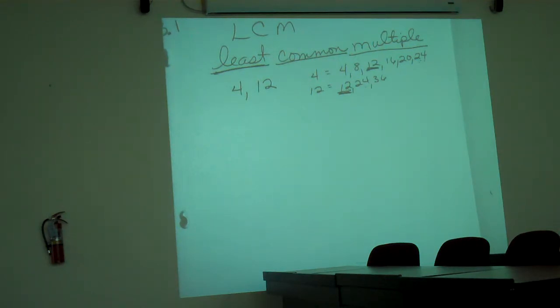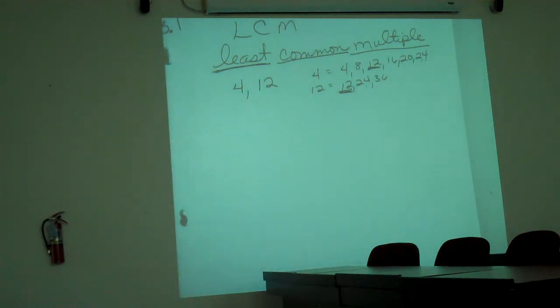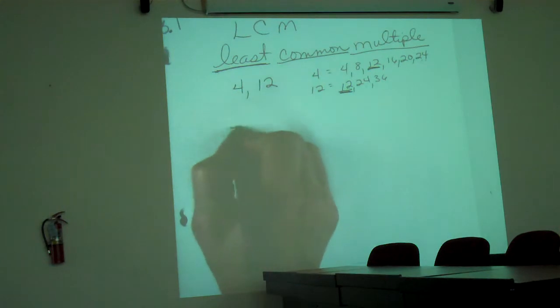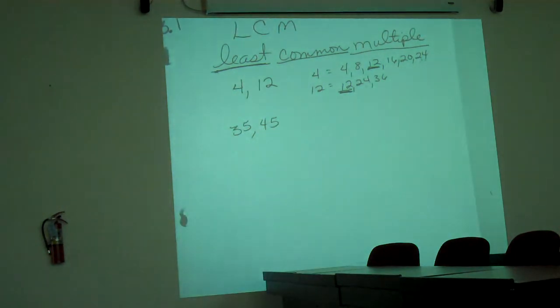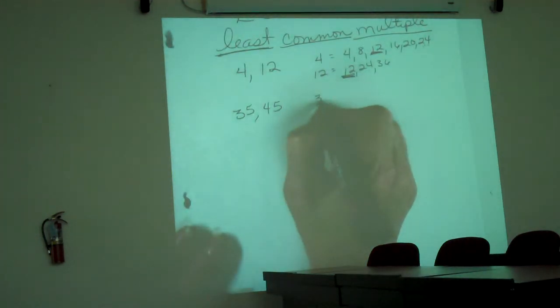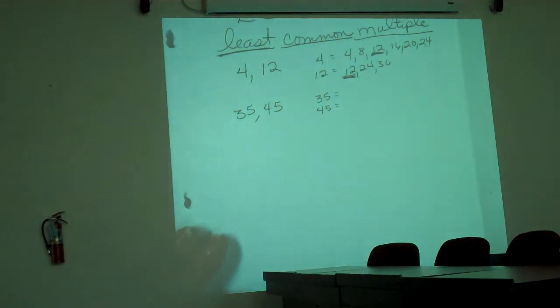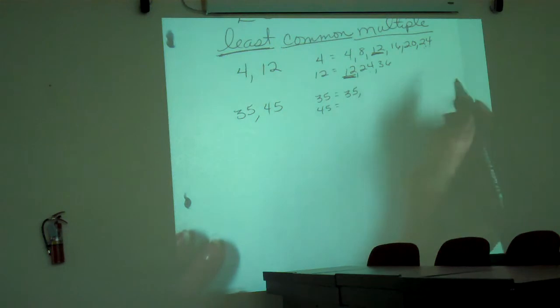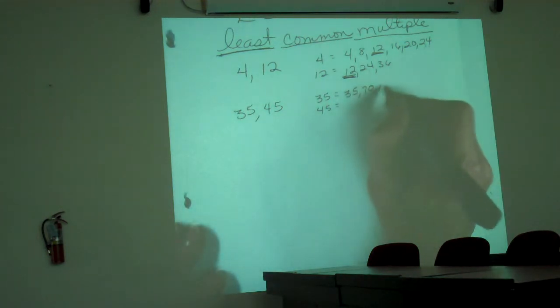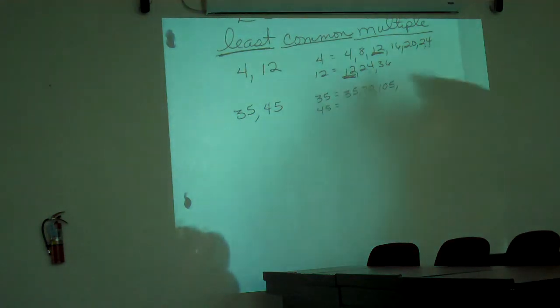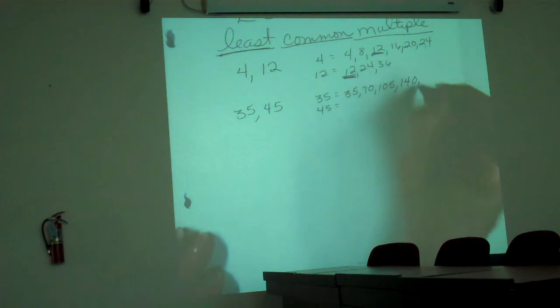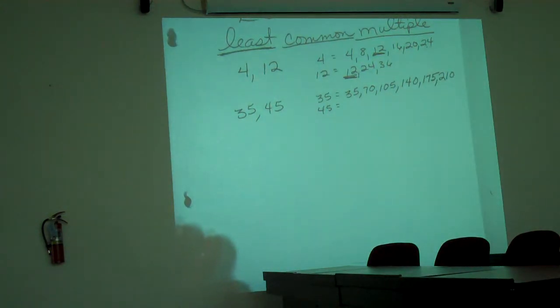Let's go ahead and do another one where you would do it like this. Let's see, like 35 and 45. Okay, 35, 45. 35 times 1, times 2 would be 70. Times 3, you would add another 35 to it, which would make 105. Add another 35 is 140. Add another 35 is 175. Add another 35, 210. Okay, let's start doing these to see what we have on 45.